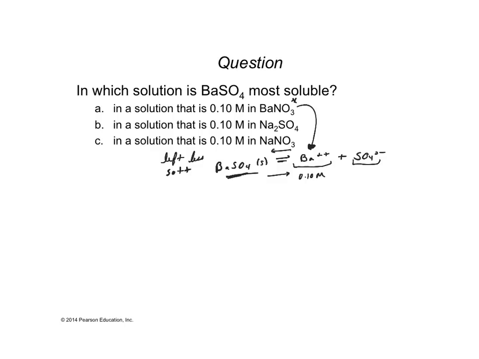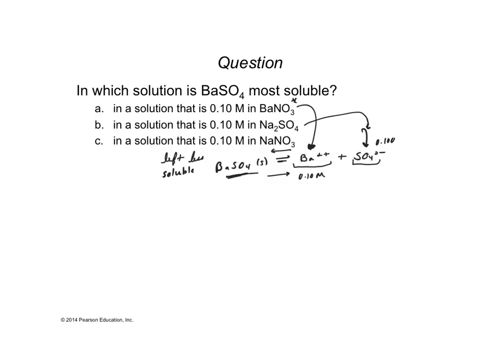Number two, we've got 0.1 molar sulfate, so this is another common ion. Again, we'd be putting this in the presence of 0.1 molar of this guy, which would again push it back to the left, meaning it's less soluble. Less soluble. Left means less soluble. So both of those first two, A and B, presence of a common ion decreases the solubility.